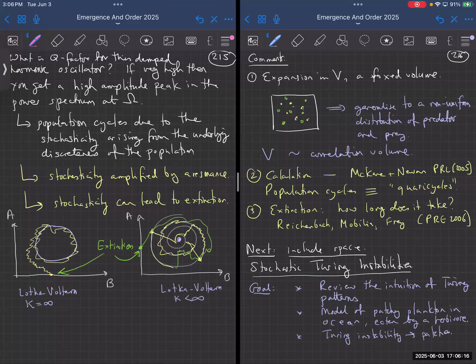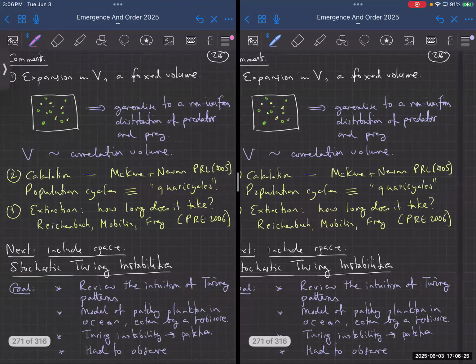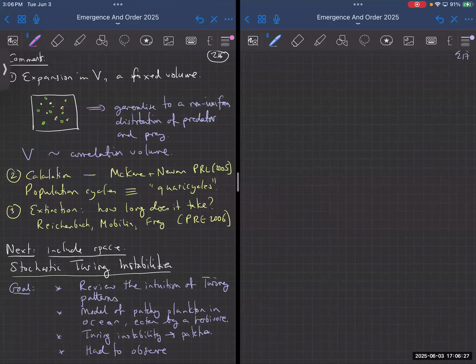And then we're going to see that they are hard to observe. And then lastly, I'm going to tell you why they're hard to observe, and we're going to see the profound effect of noise coming from demographic stochasticity.